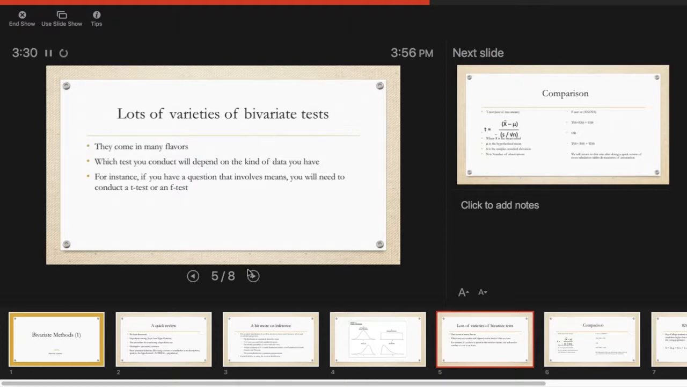There are lots of varieties of bivariate tests. They come in many flavors. Which test you conduct will depend in large part on the kind of data that you have. So as I mentioned before, this is sort of the choose your own adventure part of the novel. So for instance, and this is something I did not really talk about very much before we went to break, but if you have a question that involves a mean or an average, you would need to rely on a t-test or an F-test.